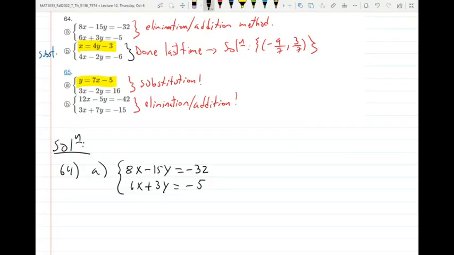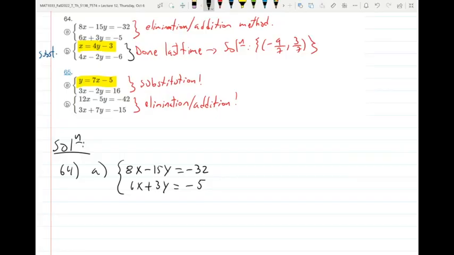The idea of elimination is that first we need to pick a variable, what variable we want to get rid of, okay? And second, we need to multiply each equation, either one equation or maybe both, by a suitable number so that we get the equations in the form that we want. What do I mean by that? For example, let's say that we want to eliminate the x, okay?